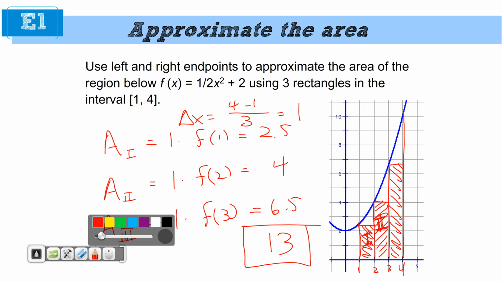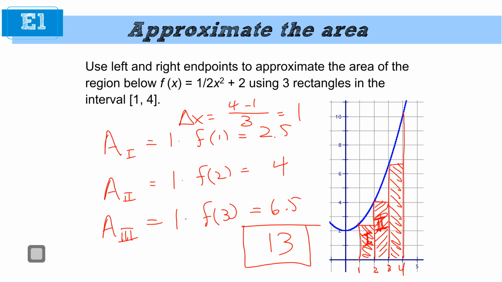Let's switch to green, because it's the holiday season. I already have my vertical lines. Now I just have to go up the right-hand side. So I'm not going to go up the right-hand side of 1, because that would put it over here. So I'm going to go up at 2, hit the function, come across. Up at 3, hit the function, come across. And then up at 4, hit the function, come across. Before we even start the calculation, overestimate or underestimate? Over. Okay, good.